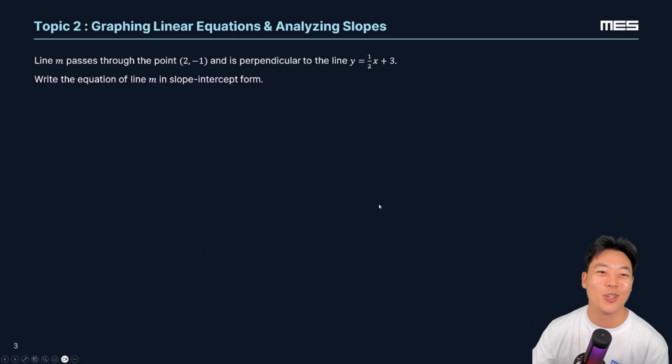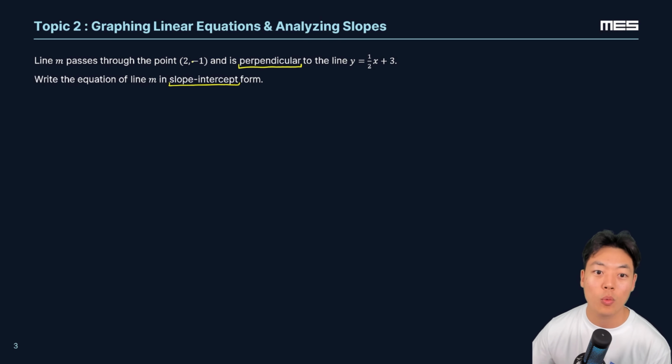Topic number 2, graphing linear equations and analyzing slopes. This is a topic that's going to show up again in geometry, algebra 2, all the way up to AP calculus, and even on your SATs. So let's take a look. Line M passes through the point (2, -1) and is perpendicular to the line. Boom. Write the equation of line M in slope-intercept form.